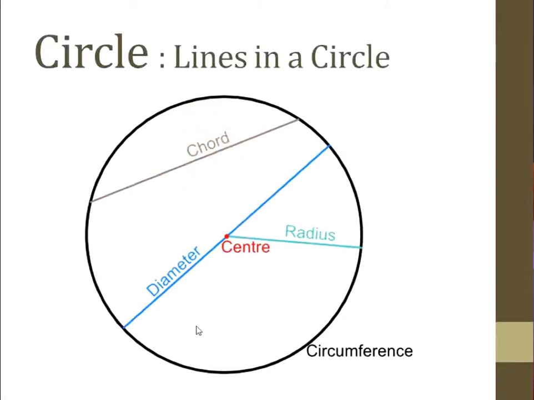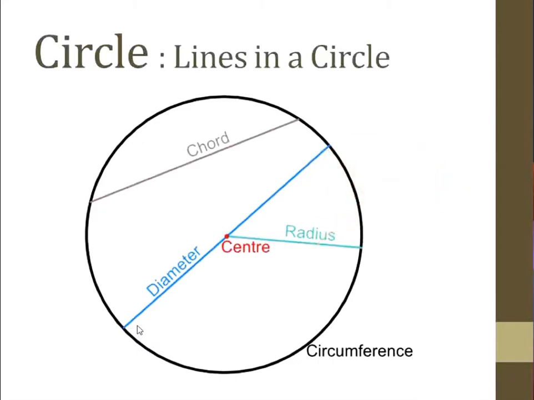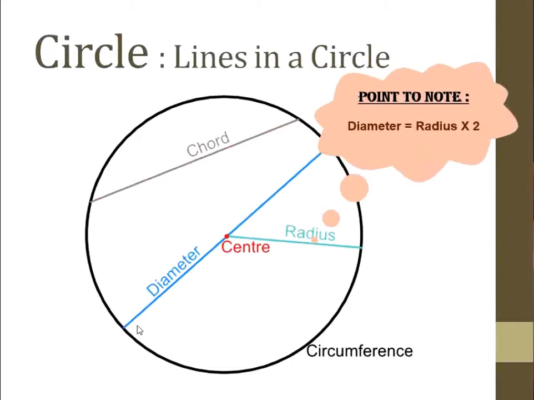Then next to the diameter, we have the radius. The radius is just a line that is drawn from the center of the circle to the circumference. By this, you can notice that the radius is always half of the diameter. That is a point that you have to note for all the next sessions that we are going to be doing. The radius is always half of the diameter.